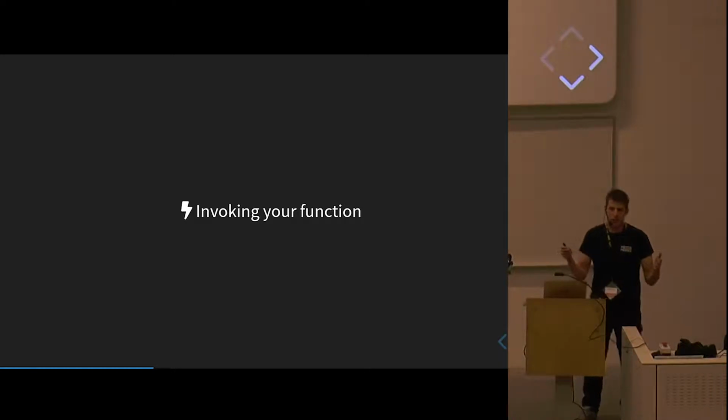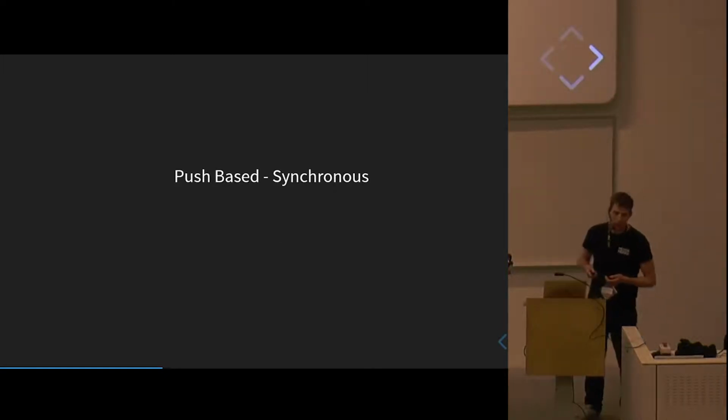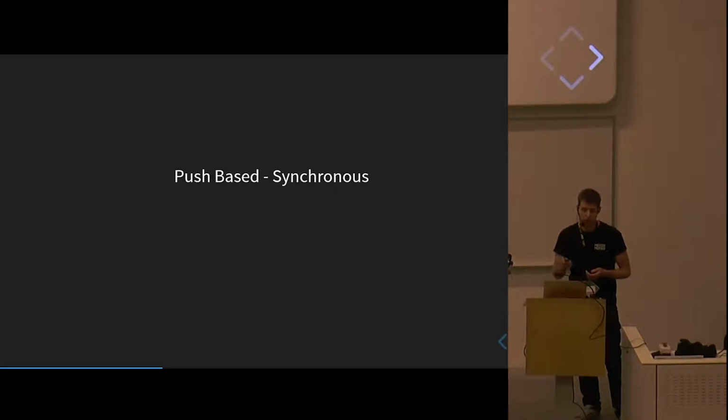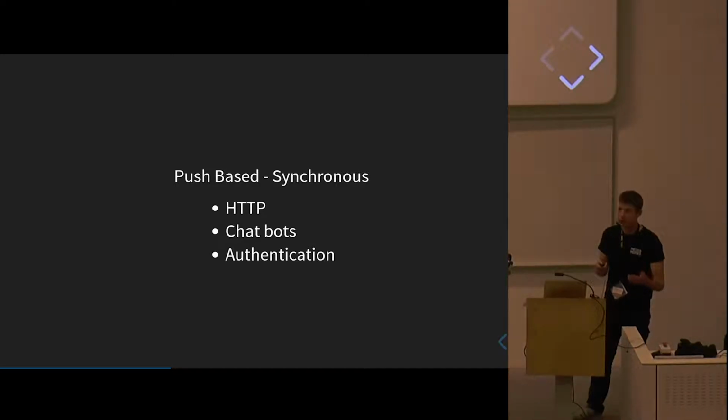So if you create a function, just a piece of code, how would you run that piece of code? What can invoke that function? It can either be push-based, which is then synchronous, and this could be like an HTTP call. Or it could be some kind of chatbot. Someone is typing a question, you get the request, and you need to reply immediately. Or authentication. Your service needs to know if some kind of token is valid. It needs to be validated synchronously.